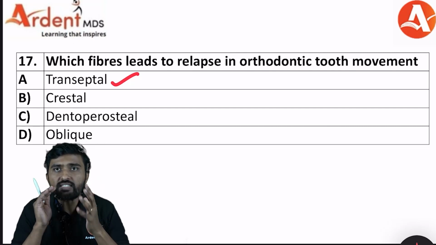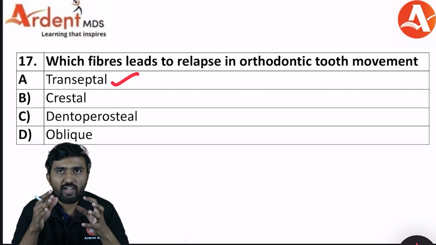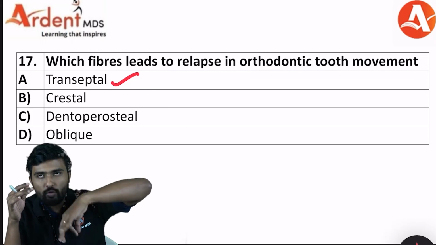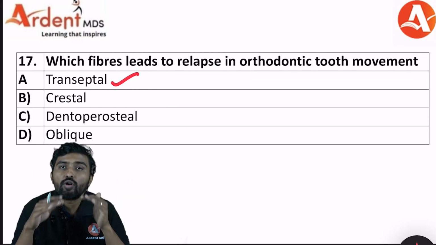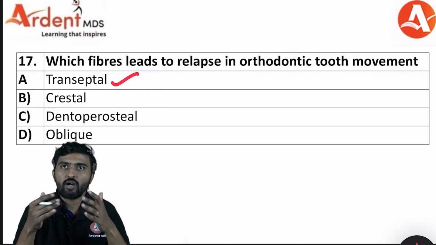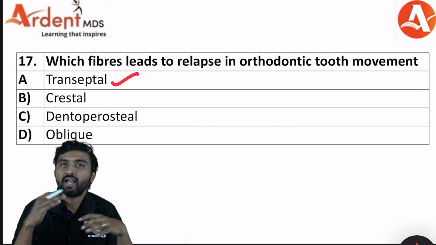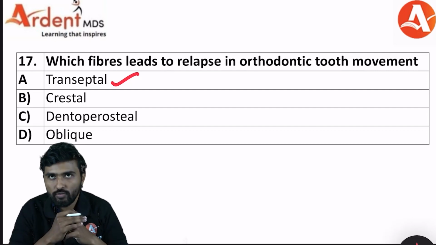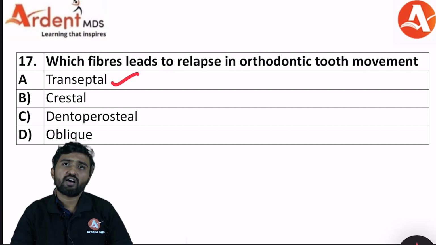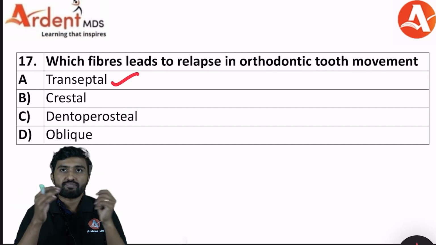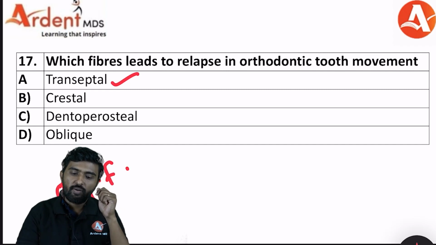They are the major reason for relapse, because those fibers run between the teeth, and if a tooth is twisted or rotated, these fibers tend to recoil faster than any other. What is recoiling? Coming back to the original position which was there before ortho treatment. So transseptal fibers are the main reason for relapse of orthodontic treatment. How can we prevent it? Number 1, by providing a permanent fixed lingual retainer.